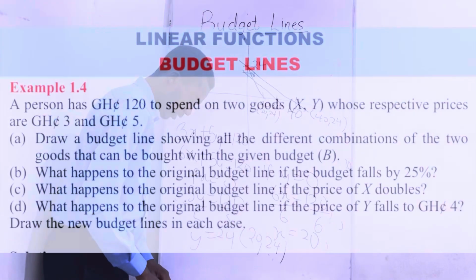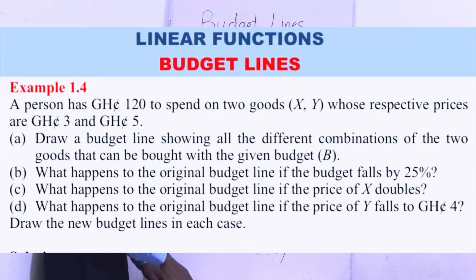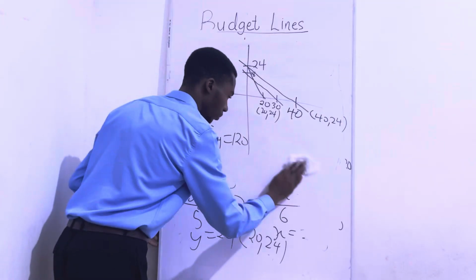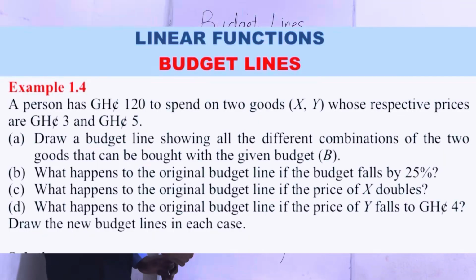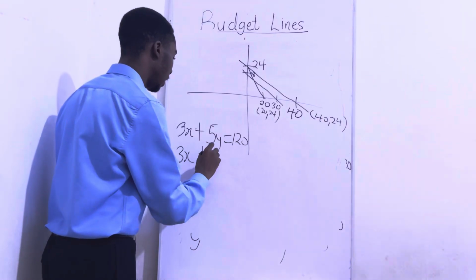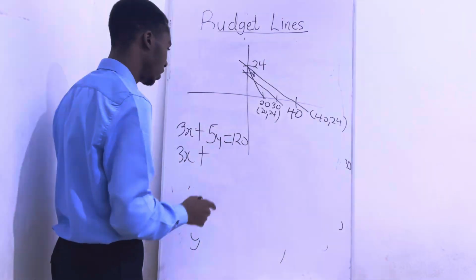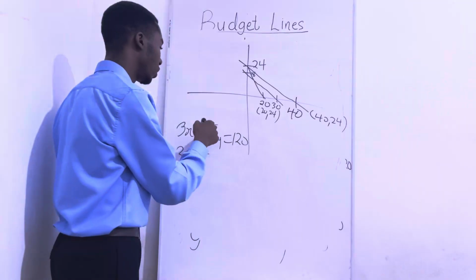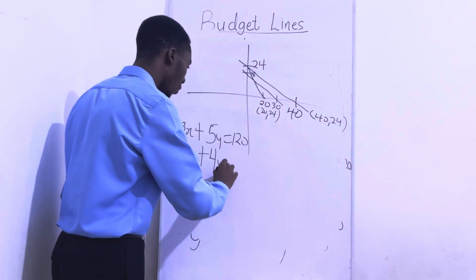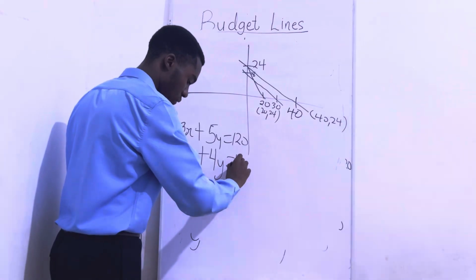Then the last one says, what happens to the original budget line if the price of Y falls to 4 cedis? So let's do it. So now the price of X remains the same because they've not said anything about it. Now they are saying if the price of Y falls to 4 cedis, the price of Y was 5 cedis. So now it's no more 5, it's now 4. So 3x plus 4y is equal to 120.